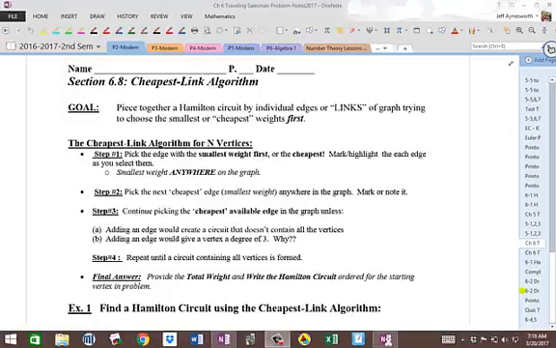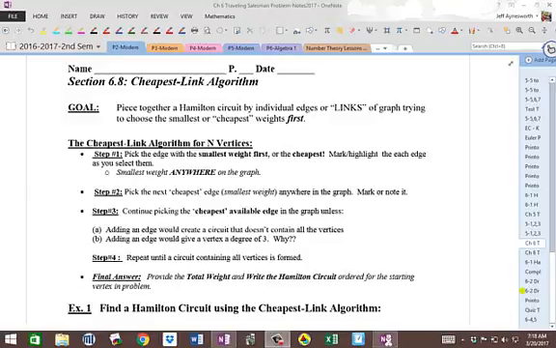We're getting into our last lesson on how to find a Hamilton circuit using what's called the cheapest link algorithm. This is the fourth of four algorithms looking at traveling salesman problems. This one kind of looks like the nearest neighbor, but it's different. We call this the cheapest link algorithm. So here we go.